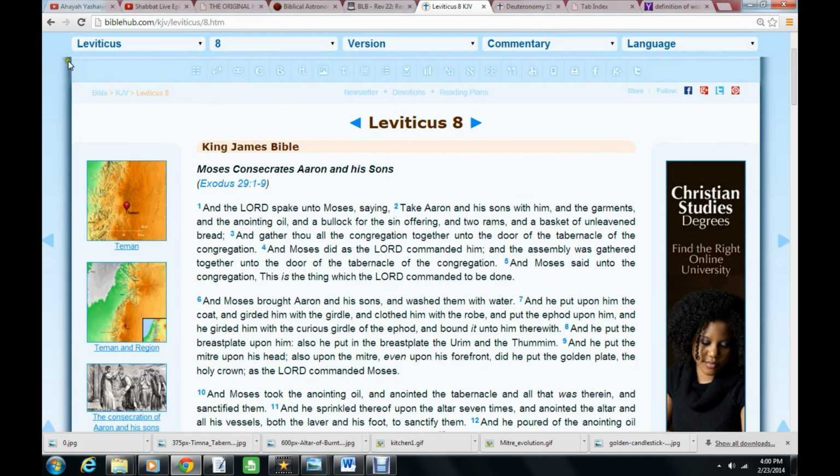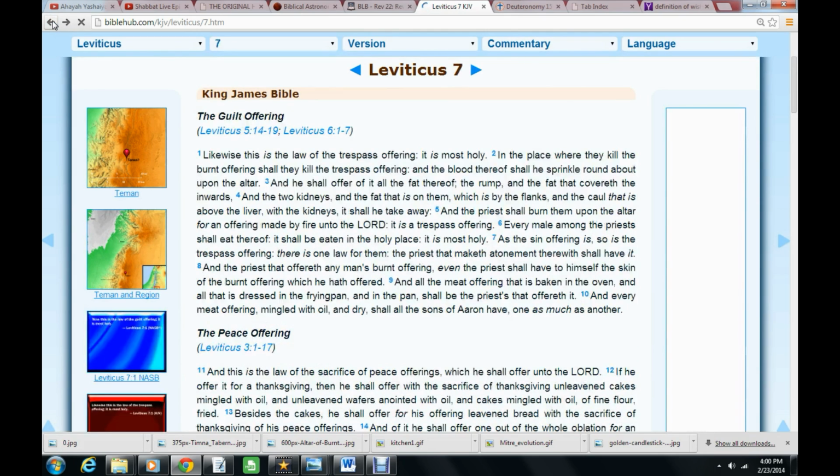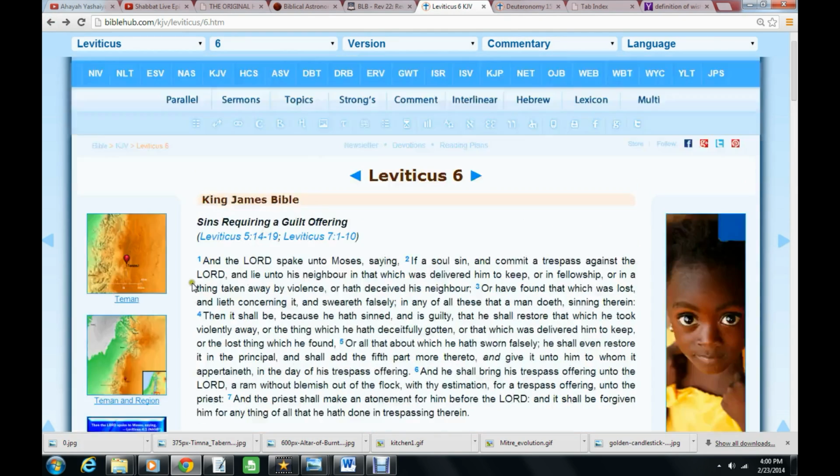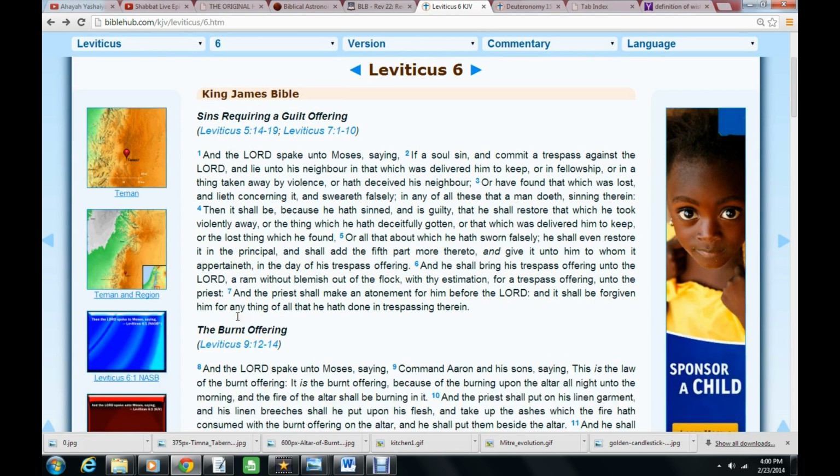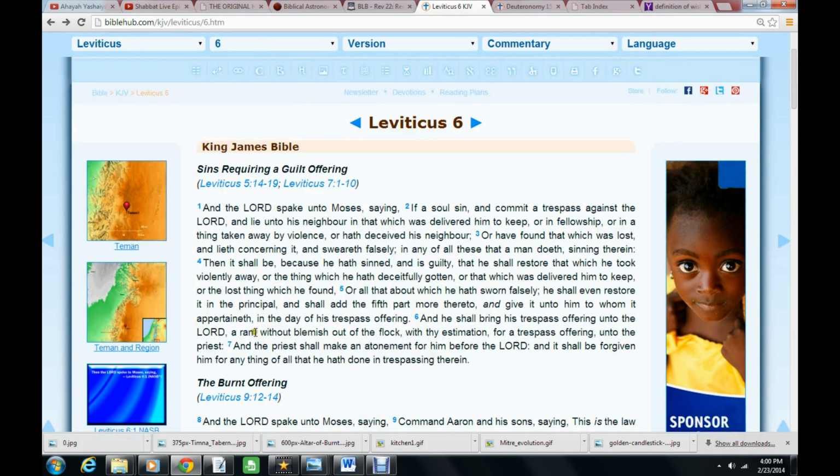Alright, Moses consecrates Aaron and his sons. Pardon me, let's get over here. Alright, so yeah, they're telling us how to do it now, how to prepare for that day, because remember, that day's a celebration day, we shouldn't be trying to work on that day. So Leviticus 6, sins requiring a guilt offering.